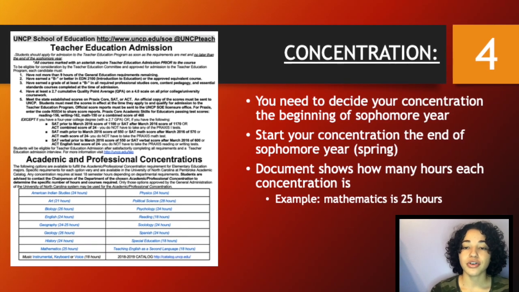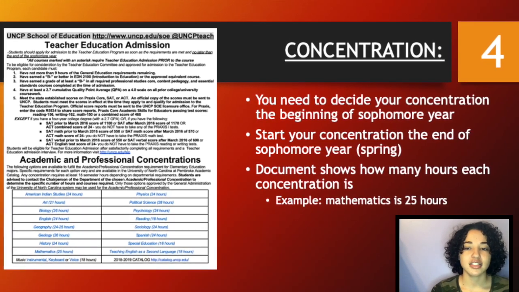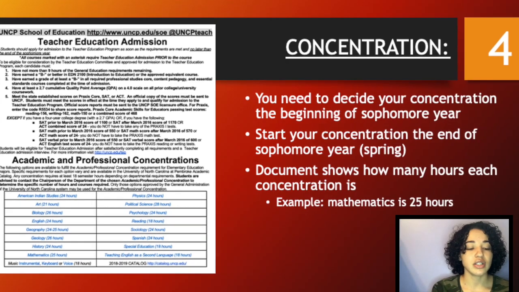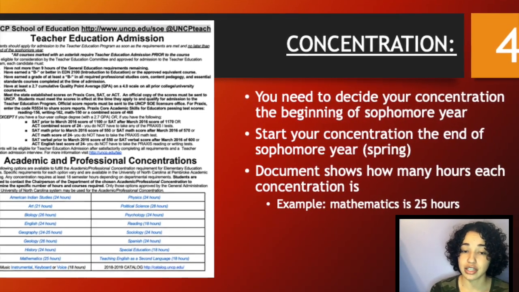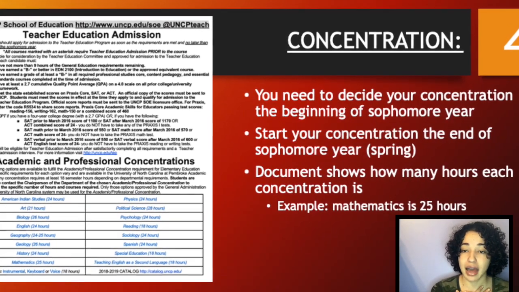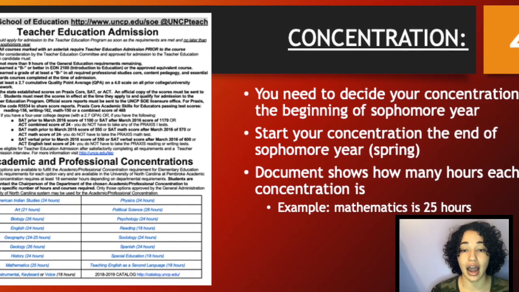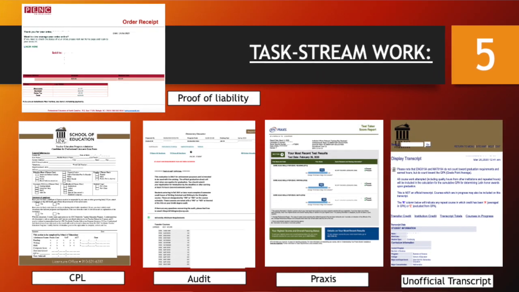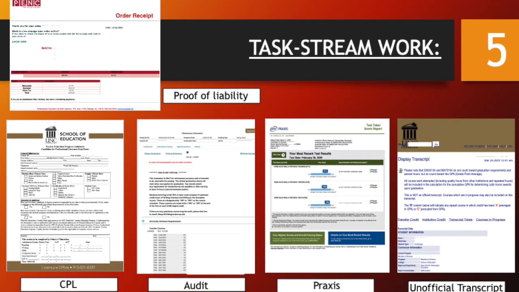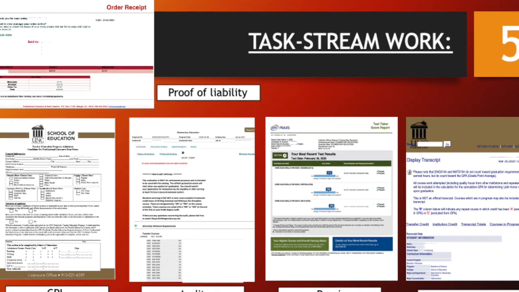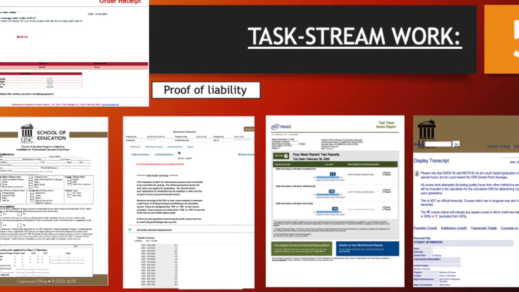The third paperwork is the concentration sheet. They give it to us with all of the concentrations that are available for us. Mine, for example, is mathematics, and I have to take 25 extra hours. So you need a stack of paperwork, which is right here, to upload into TaskStream. And I'm going to go through every single one.